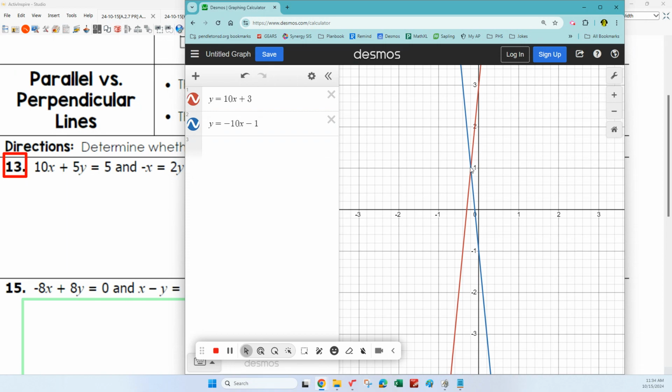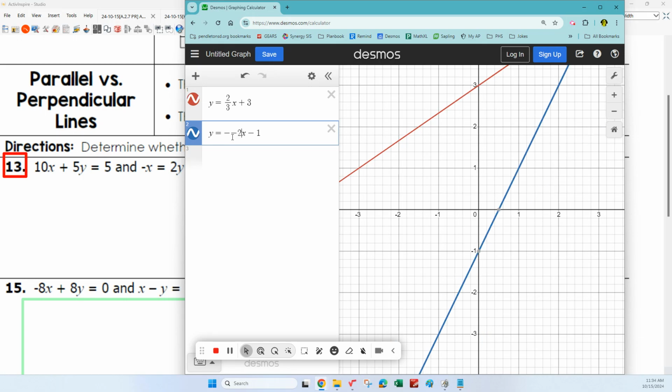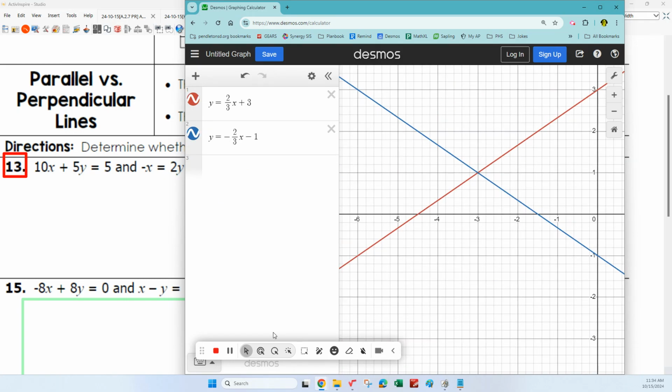Oh, whoops. Okay. The red one has a slope of 10, blue one has a slope of negative 10. Clearly not perpendicular. What else do I need to do? True, but really we don't care about the y-intercept. Y-intercept is irrelevant. Let's make this one like 2/3, how about? And let's make this one negative 2/3. Oops, that's negative, negative is positive. There we go. Okay, again, close but not perpendicular.